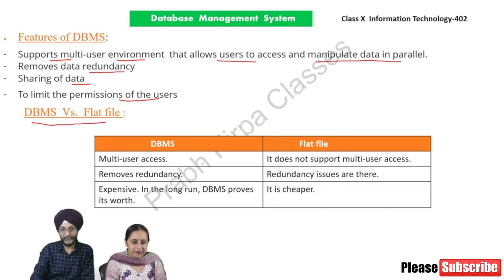DBMS versus flat file. DBMS supports multi-user access. Flat file does not support multi-user access. DBMS removes redundancy. In case of flat file, redundancy issues are there. DBMS is expensive, but in the long run, DBMS proves its worth. Flat file is cheaper.